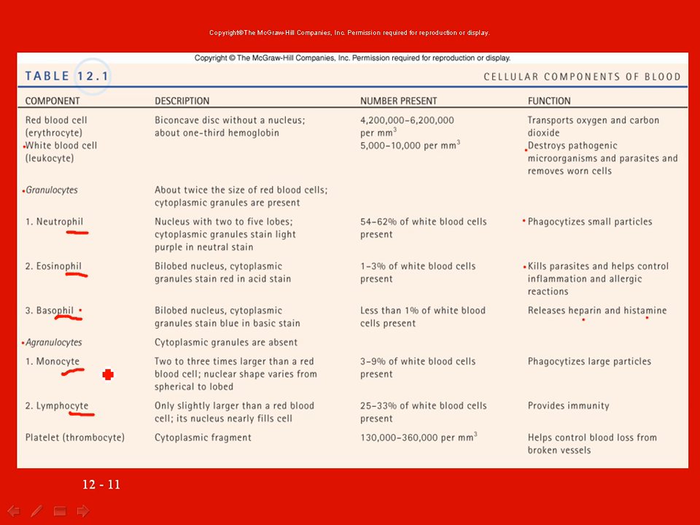All right, what else do we have there? Monocytes. Monocytes are actually a very large cell. They're 2 to 3 times the size of a red blood cell, and they are phagocytes as well, like the neutrophils, but they're going to phagocytize large particles or cells, like whole bacteria or larger worn-out red blood cells or something like that.